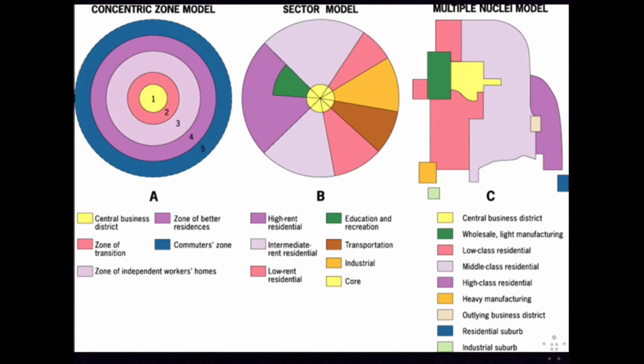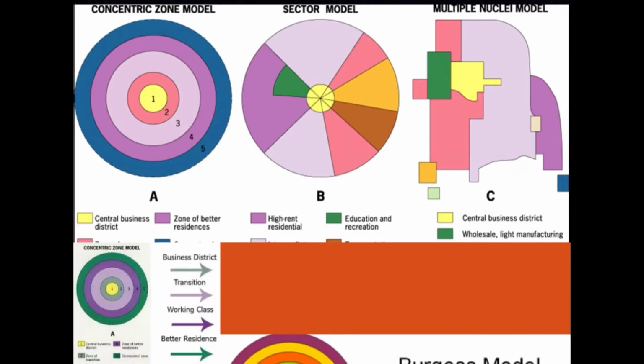Number one, models of urban land use. There are three different models that help explain the different land uses within cities: the concentric zone model, Hoyt's sector model, and the multiple nuclei model. All of the models include a central business district, or CBD, and residential areas by various income levels of inhabitants.